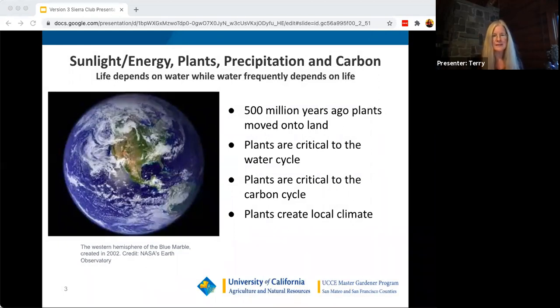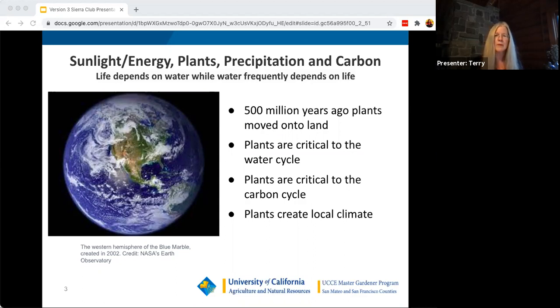So sunlight, energy, plants, precipitation, and carbon. Life depends on water, while water frequently depends upon life. Life on Earth has been evolving for a very long time. About 500 million years ago, plants moved onto land and the crust of the Earth was changed. The bacteria and the fungi and plants transformed the rock that makes up the Earth into carbon-rich soils. This allowed water to infiltrate and be stored in aquifers and springs and run into creeks, rivers, lakes, and out to our bays and oceans.